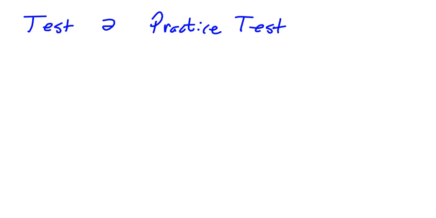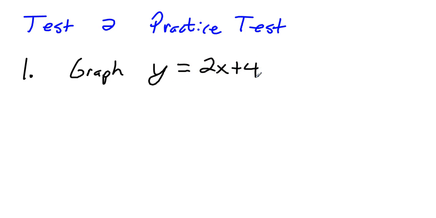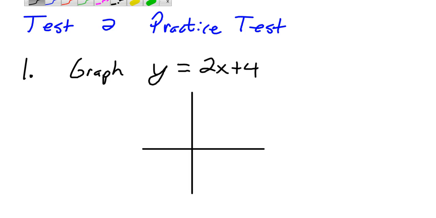Okay, so very first question. It's going to ask you to graph one line. So for our first line, we'll go with 2x plus 4. Okay, you don't have to identify a slope or anything else. Just graph it and go. And we'll do just a quick sketch of it here.